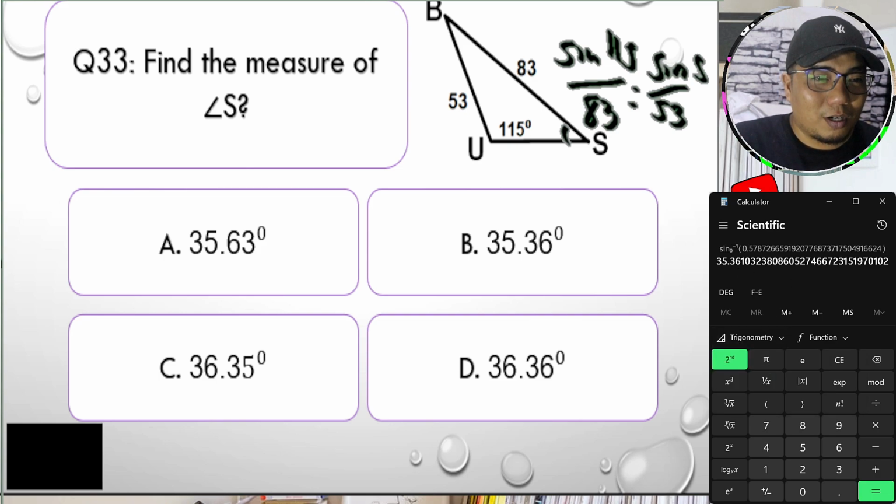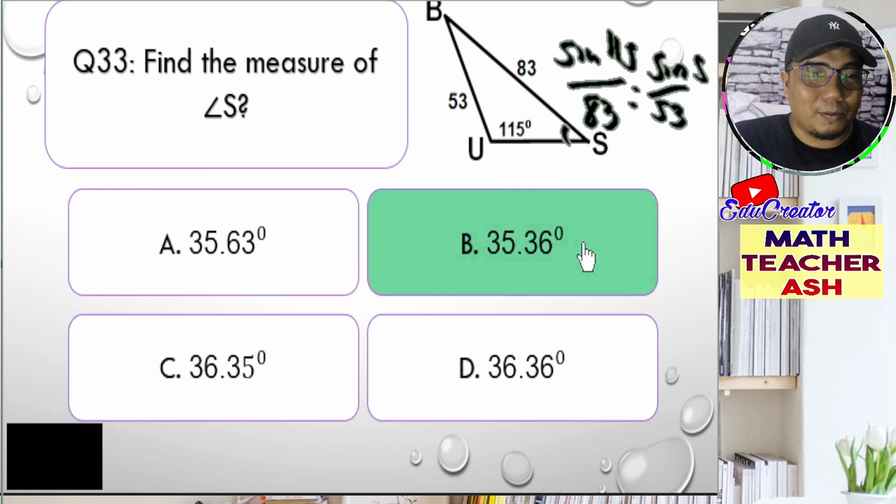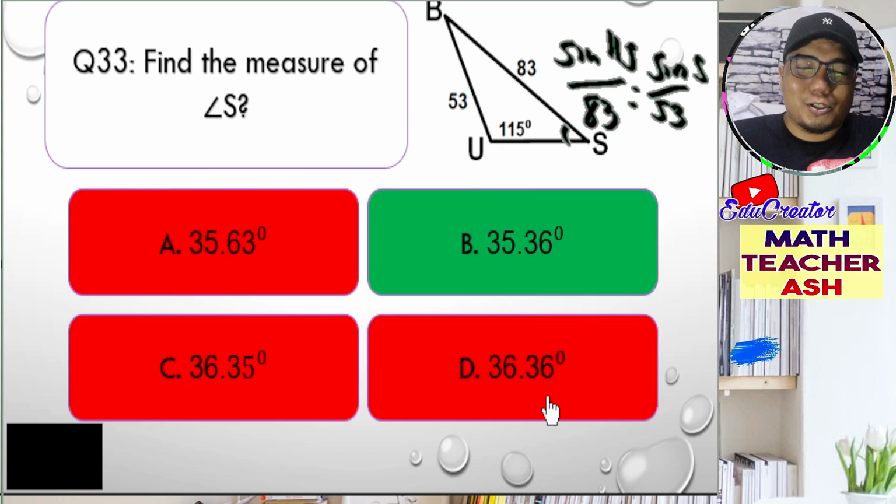Do we have that in our choices? 35. Okay, letter B. So that is letter B. So therefore, the correct answer for this one is letter B. Alright, we are correct, my dear math learner. Now, let us go to question number 34.